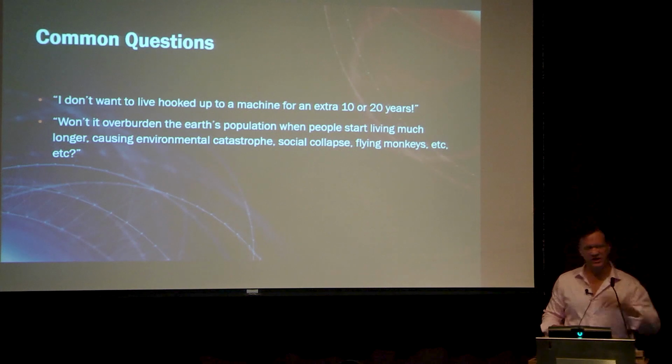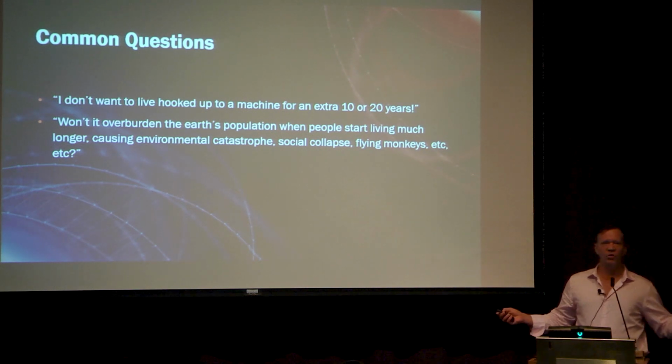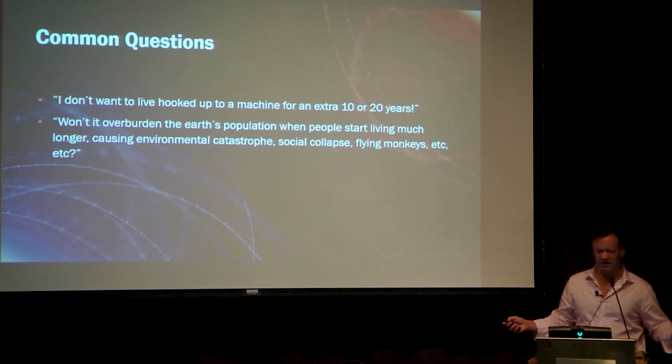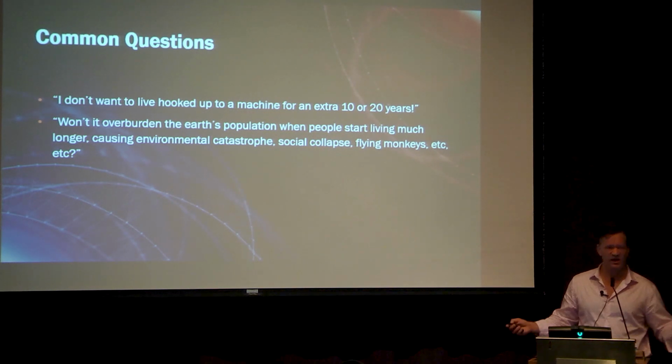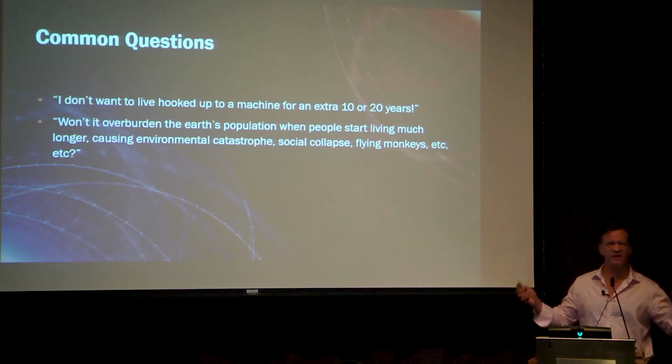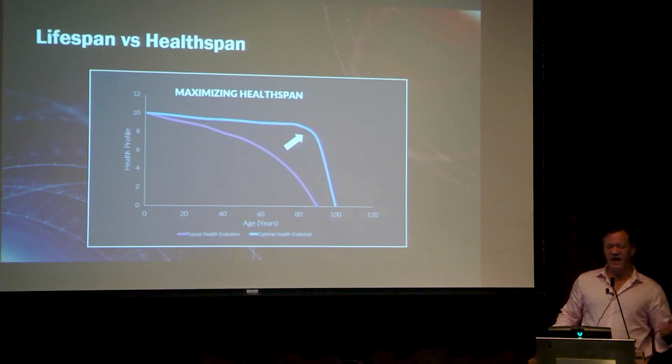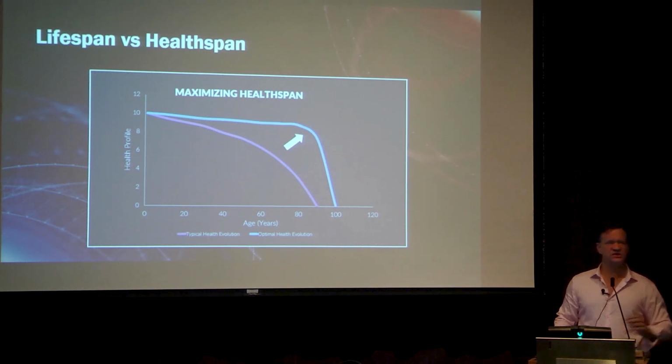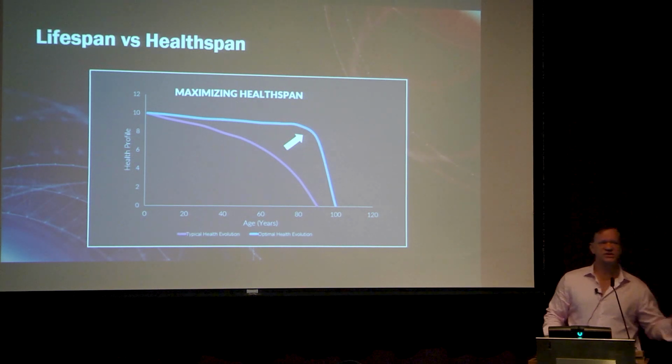Related to that question is another question. People ask, won't it be just this horrible social crisis where we won't be able to feed everybody, right? People start living a lot longer, there's going to be environmental catastrophe, we won't have any way to pay for all this, we'll have flying monkeys. My answer to both of those questions is the same. Let's talk about health span versus lifespan.